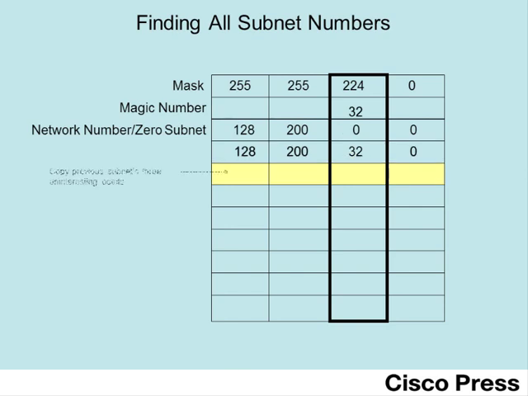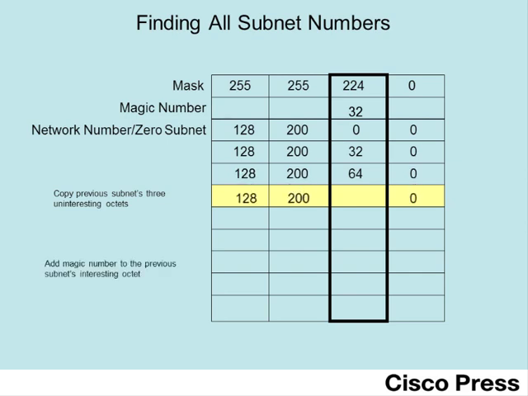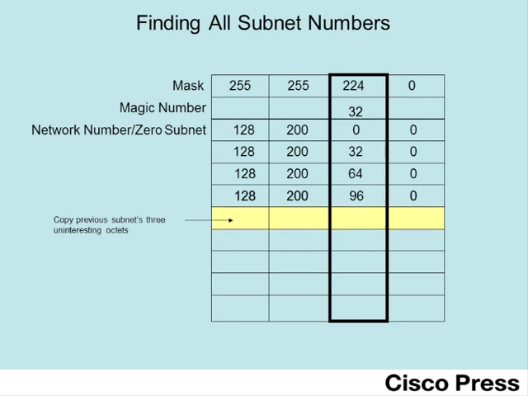To get the next subnet number, we do the same thing. We copy the 3 uninteresting octets, so we copy down the 128.200.something.0, and then we add the magic number there in the third octet, 32 plus 32, or 64. So our next subnet is 128.200.64.0. We keep repeating the process. Copy the 3 uninteresting octets, add 32 in the third octet. 64 plus 32 gives us 96, of course, for a next subnet number of 128.200.96.0.